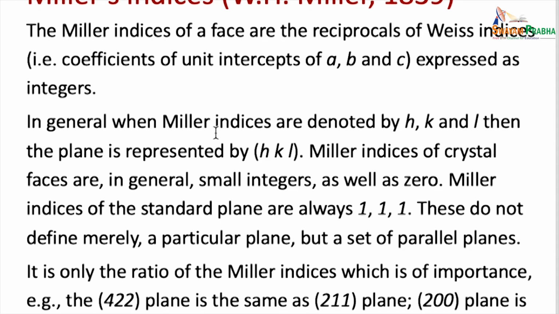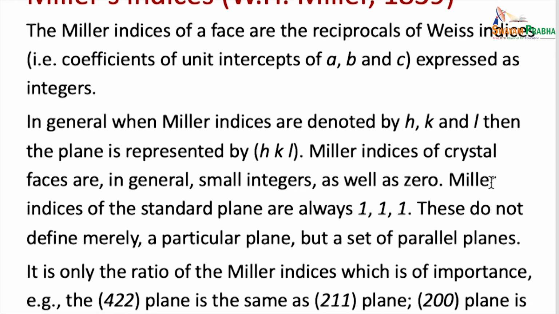In general, when Miller indices are denoted by h, k, and l, then the plane is represented by h, k, l within brackets. Miller indices of a crystal are in general small integers as well as zero.